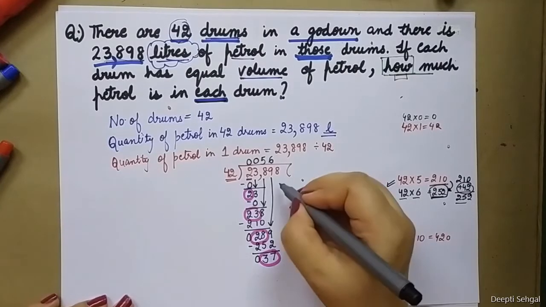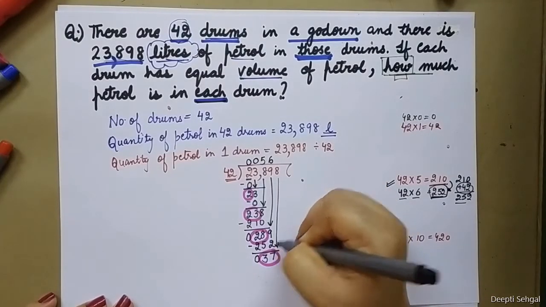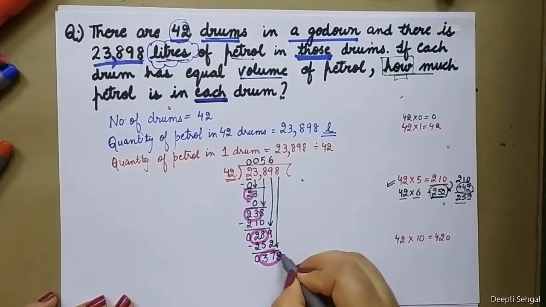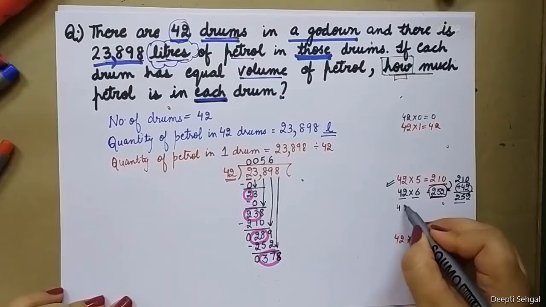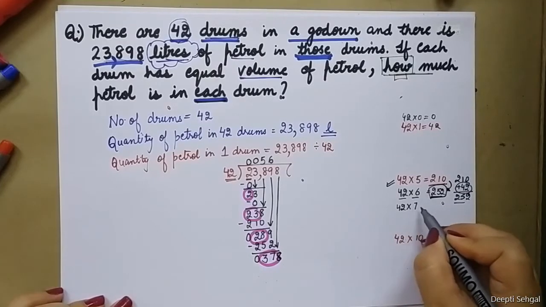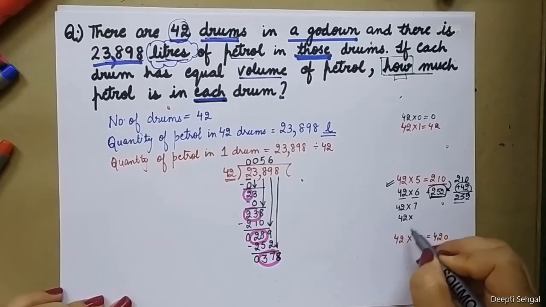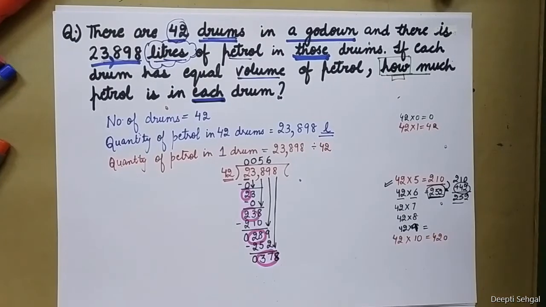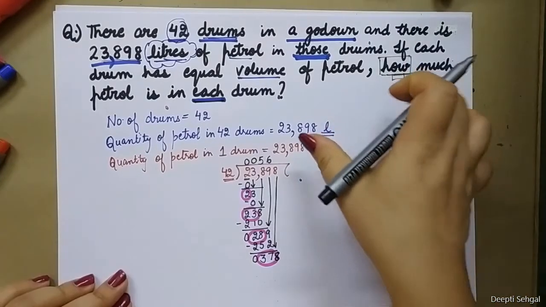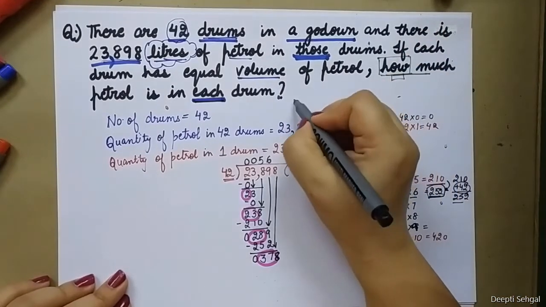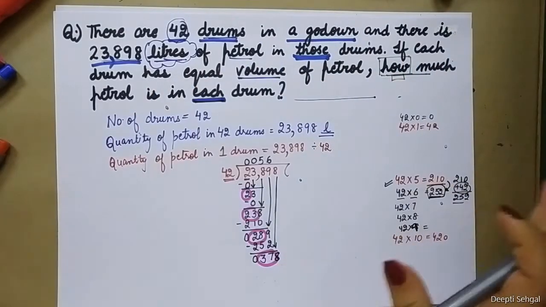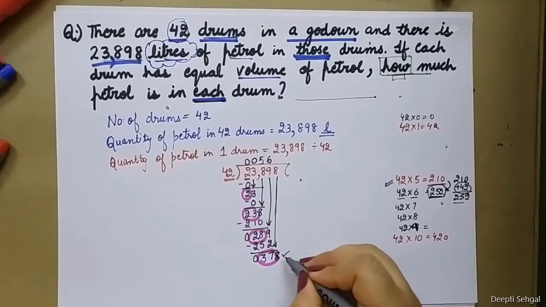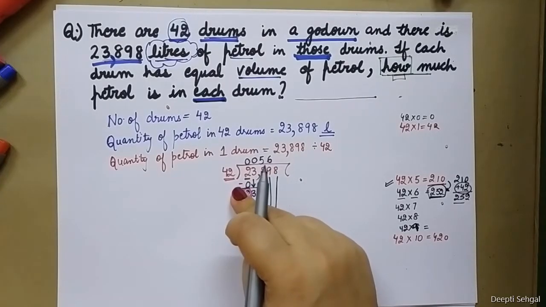So now 337. Now I am bringing down 8. Now my number is 378. So 42 की टेबल में 78 आएगा या नहीं आएगा? How we will come to know? One more trick I am going to tell you. Are they asking you in this question that any petrol will be left? No. The petrol is divided equally. There is no remainder. That means 378 must go in 42's table.